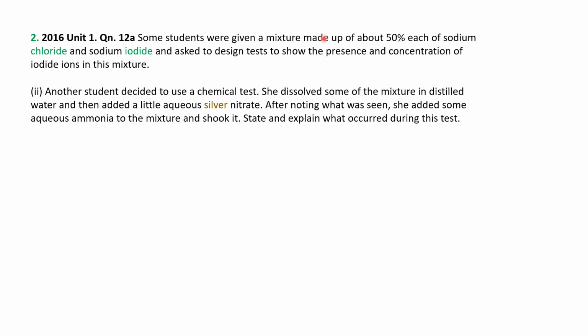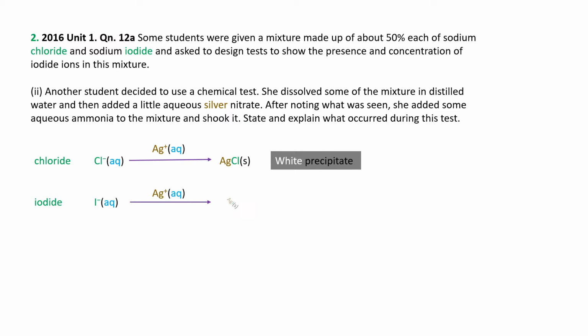Okay, so that was a long question, wasn't it? Now let's go to question 2. Chloride iodide again. There's some silver nitrate. Chloride, of course, goes to a white precipitate. Iodide produces a yellow precipitate with silver ions. This is GCSE type stuff as well.